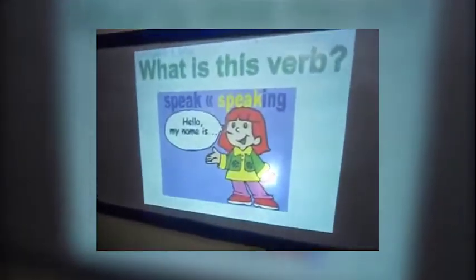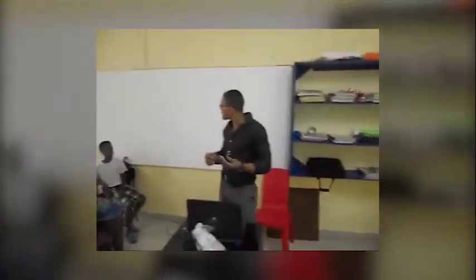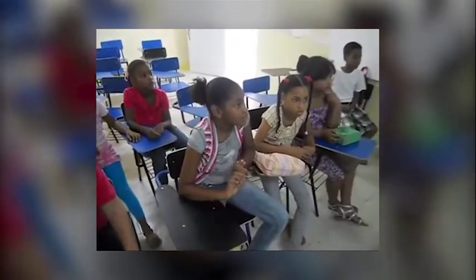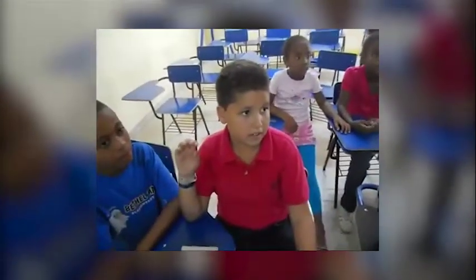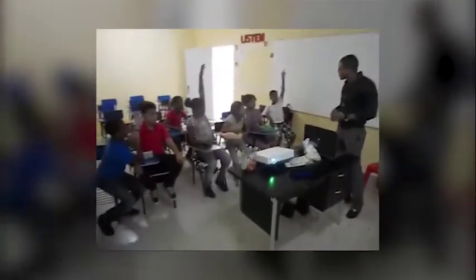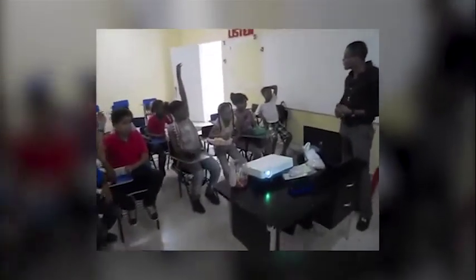Speak and speaking. Give me an example. I am speaking English. Very good. French. They are speaking French. Oliver. We are speaking English. Very good. We are speaking in English. So what is this verb? Cooking. Who can give me an example? My father cook. Yeah.